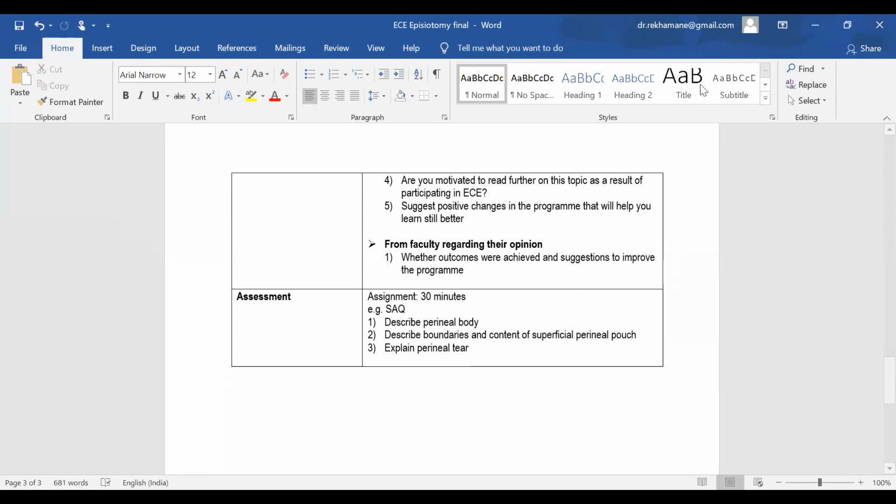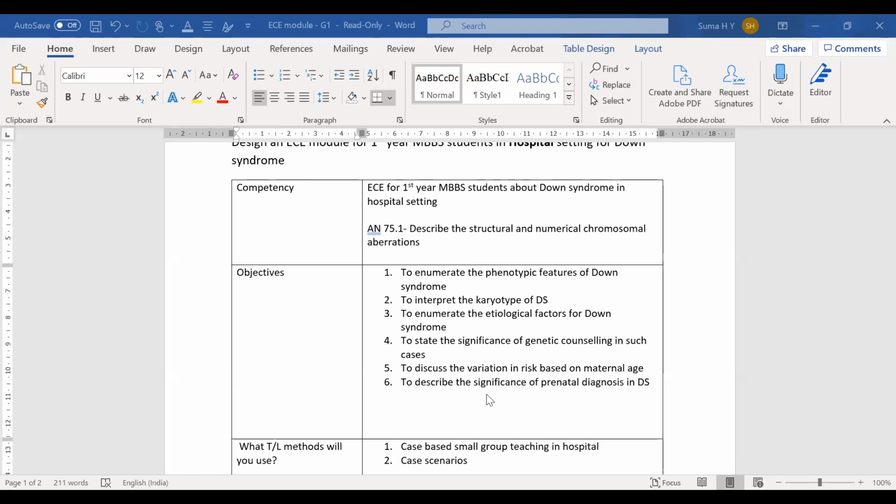Stop sharing. The next presenter is from the G1 group, Dr. Suma, guided by Dr. Nidipuri ma'am. The topic is Down syndrome in a hospital setting. Dr. Suma, do you wish to share your screen? Yes, ma'am, I wish to share my screen. Okay, please go ahead. Ma'am, is the screen visible? Yes, it's visible.